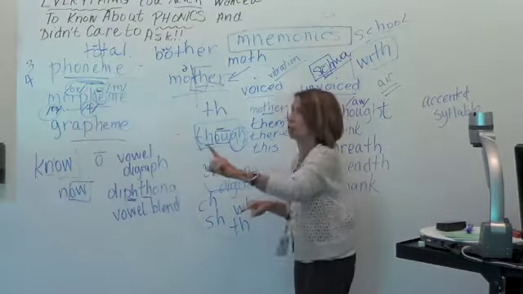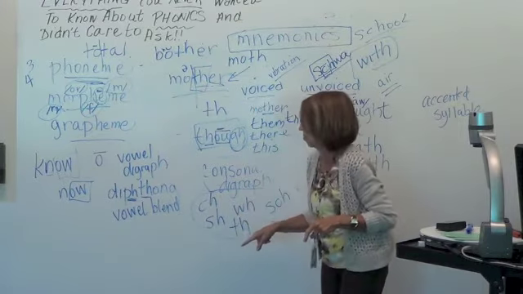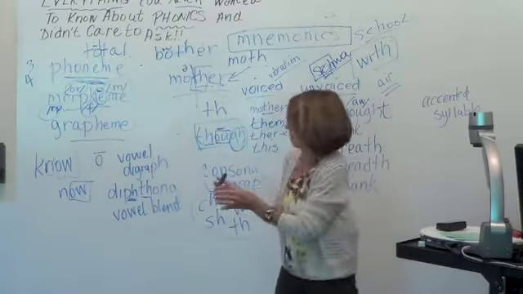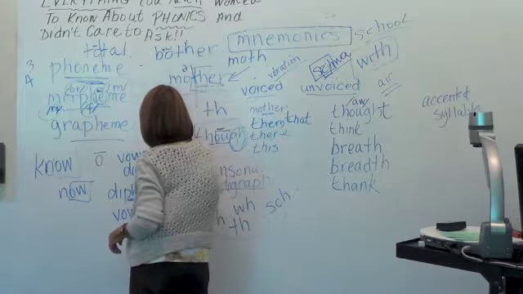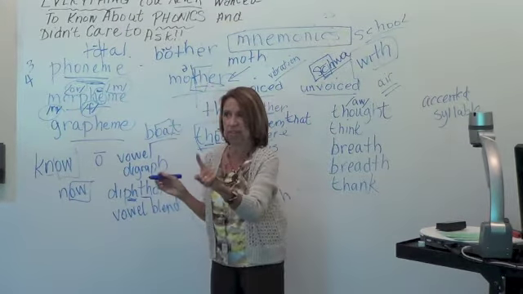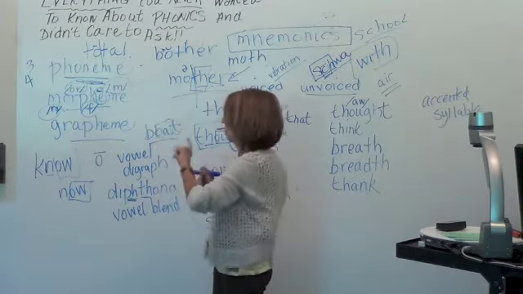Good. We said digraphs are what? Two letters, one sound, right? We've been doing all the consonant digraphs. Vowel digraphs: two vowels together, one sound. So the word boat, that kind of fits the rule, when two vowels go walking, the first does the talking. That's a vowel digraph. Two vowels together, one sound.